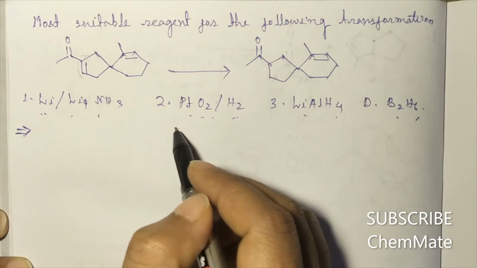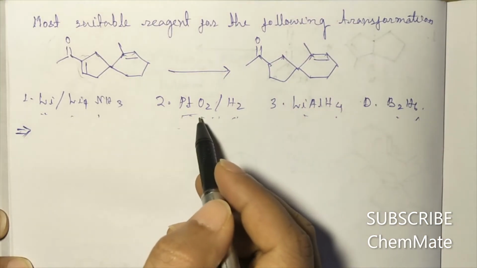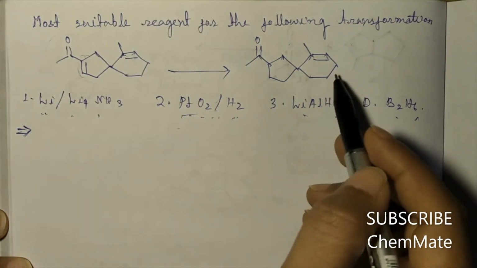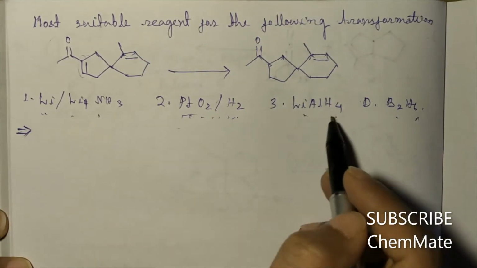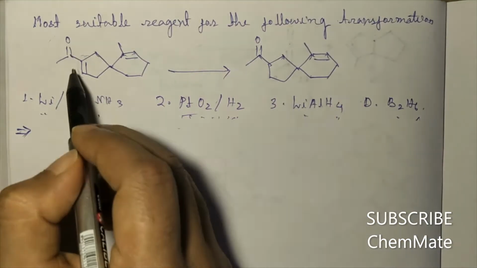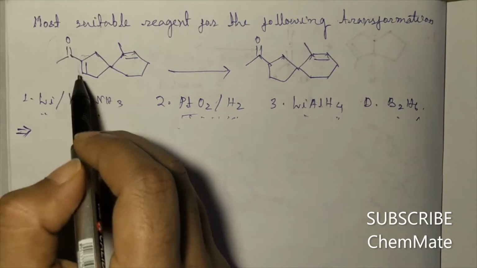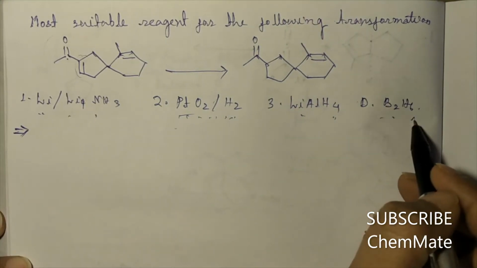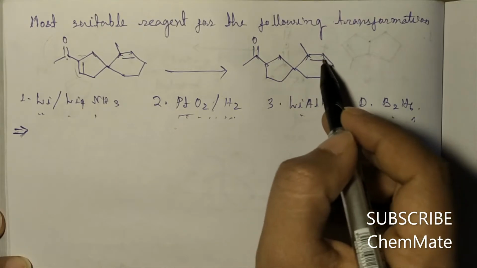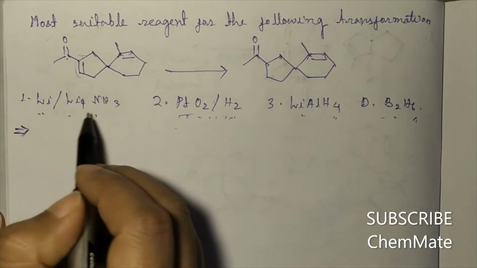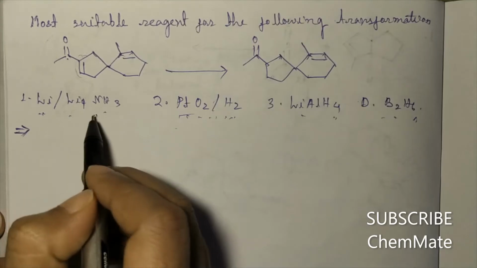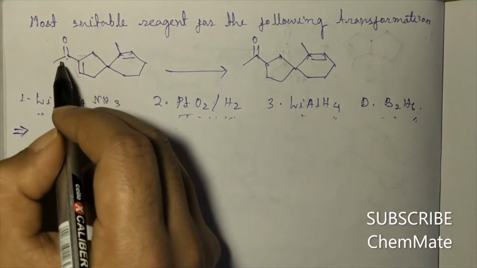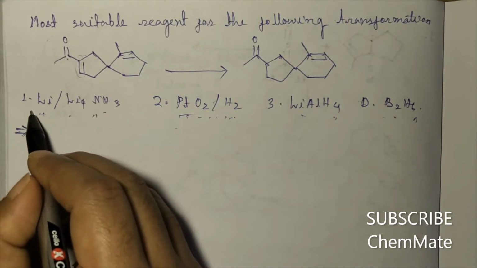As we know, if we use PtO2/H2, that is Adams catalyst, it will reduce the carbon-carbon double bond, this bond also. So this reagent will not be used. Lithium aluminum hydride will reduce this alpha beta unsaturated ketone fully to alcohol, so this will not be used. B2H6 will reduce this double bond also. So the option is lithium in liquid ammonia. This Birch reduction condition reduces only this double bond and the ketone will remain intact. So the answer will be lithium in liquid ammonia.